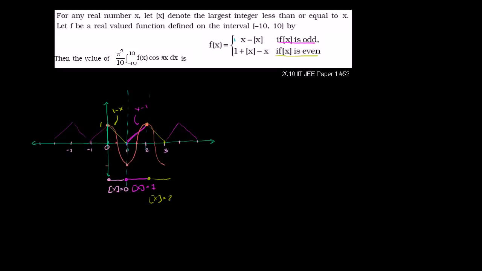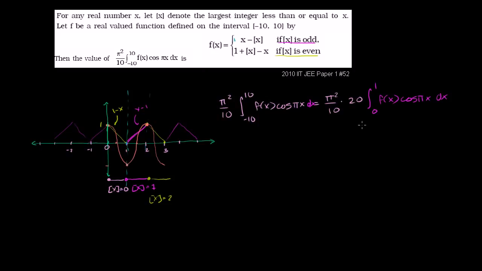So with that said, we can rewrite this. What we want to evaluate is pi squared over 10 times the integral from -10 to 10 of f of x cosine of pi x. Using the logic we just talked about, this is going to be equal to pi squared over 10 times 20 times the integral from 0 to 1, because we have 20 intervals of length 1 between -10 and 10. So 20 times the integral from 0 to 1 of f of x cosine of pi x dx. Forgot to write the dx over there.